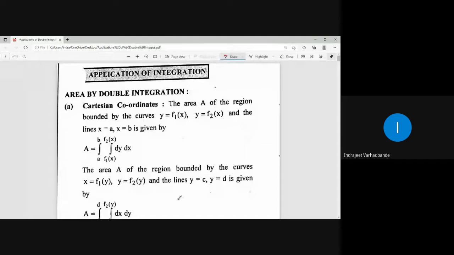The next portion, or the last part of the unit, multivariable calculus in the form of integration, deals with the application part. In this application part, we are going to talk about four different quantities. One of them is area, second is mass, third is volume, and last is center of gravity. That means we determine the coordinates for the center of gravity.